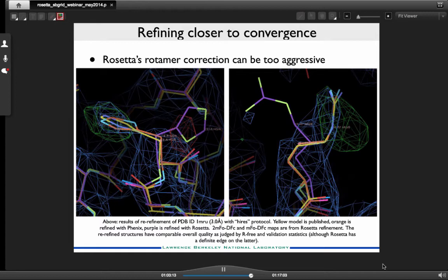So we've spent some time looking at refining models that are closer to finished. This is an example at 3 angstroms. And you can see here one of the disadvantages of the rotamer repacking is sometimes it's a little too aggressive. And so in this case, clearly the published model is approximately correct, but Rosetta really has to have very good packing for the energy function to work, and so it tends to move things out. And so there's clearly some things we can do to improve the Rosetta energy function as well, and this now gives us a framework for evaluating that directly against experimental data.